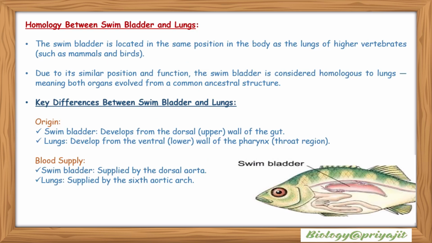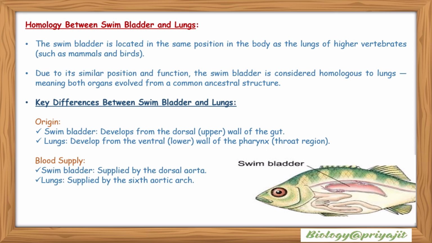Now study homology between swim bladder and lungs. The swim bladder is located in the same position in the body as the lungs of higher vertebrates such as mammals and birds. Due to its similar position and function, the swim bladder is considered homologous to the lungs, meaning both organs evolved from a common ancestral structure.